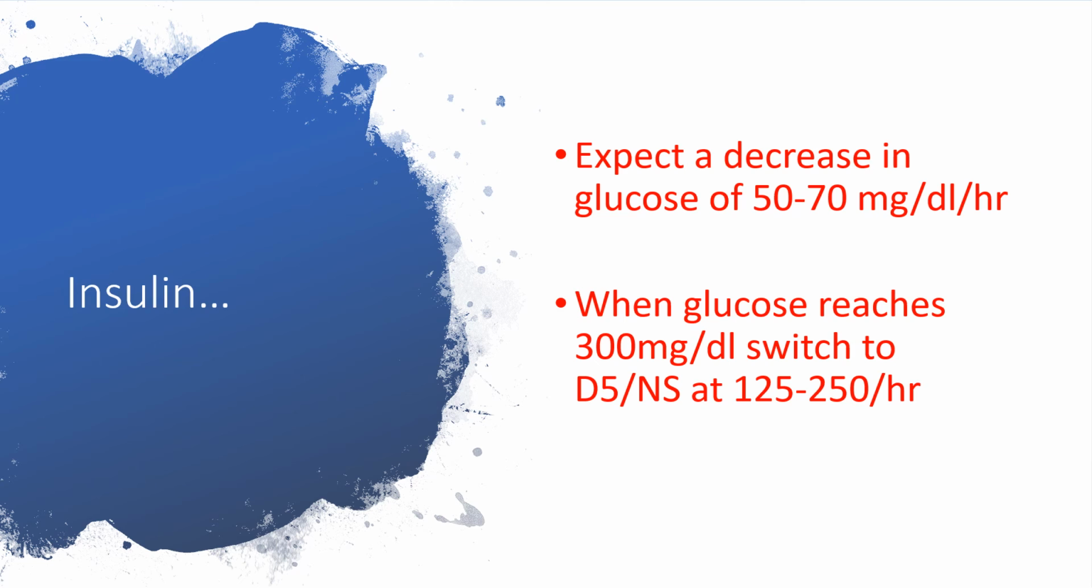When the glucose reaches about 300 milligrams per deciliter, we'll switch to D5NS at 125 to 250 cc's an hour. At that point, we don't want to drop it too fast, and all of a sudden you've dropped their glucose to the point where they have developed that cerebral edema. So you want to look at changing that fluid over when you get down to 300 milligrams per deciliter.